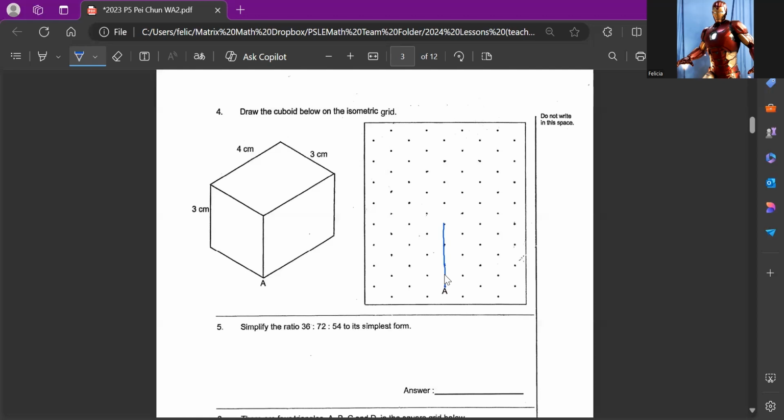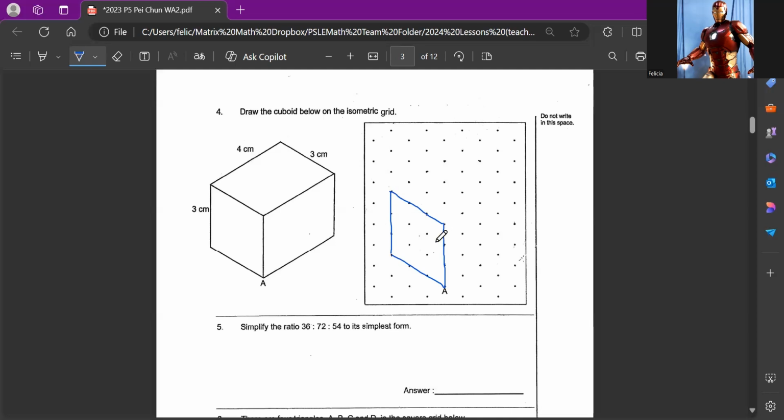Now the next one, I will do the breadth from here. When I say the breadth, I mean this part here. We know that the breadth is 3 cm, so this will be 3 cm as well. So starting from A, 1, 2, and 3. Connect like this. Which means that now it'll be easy for me to connect the other height of 3 here, in this manner, then we can connect this. So I've drawn one face of the cuboid already.